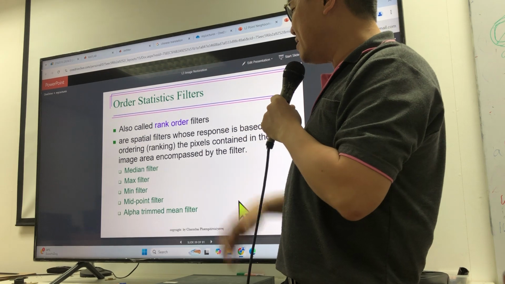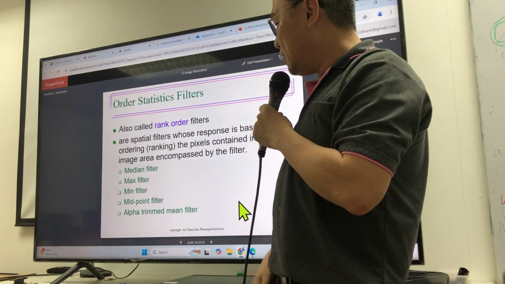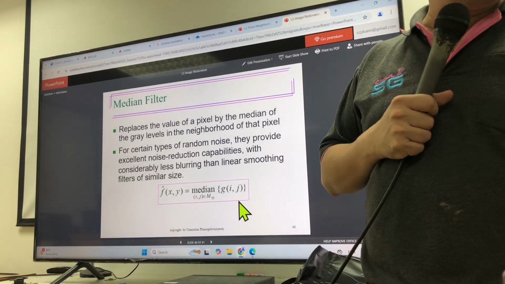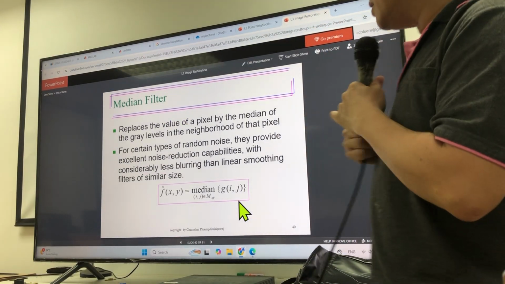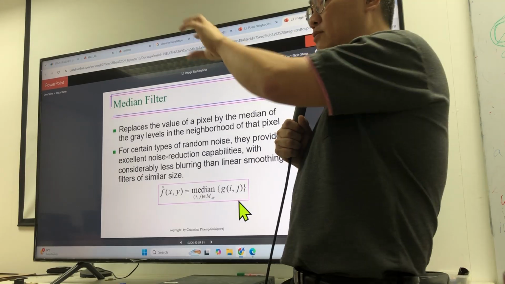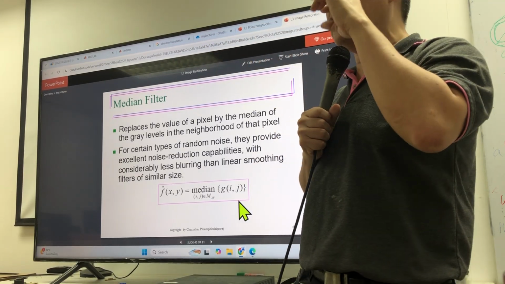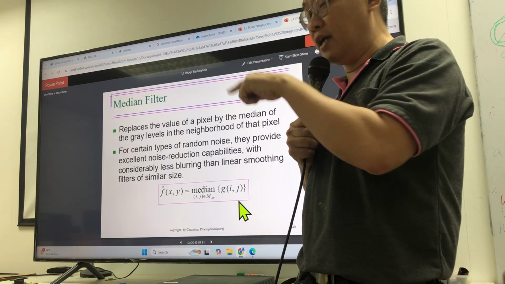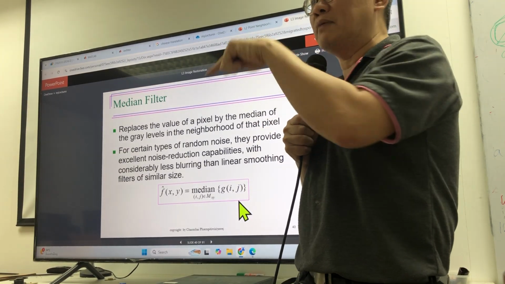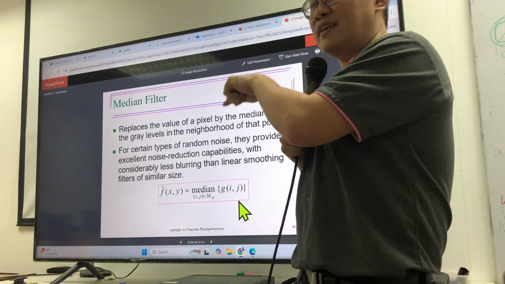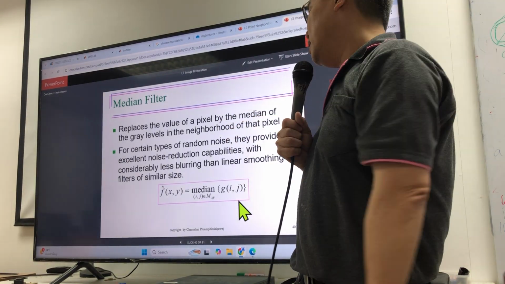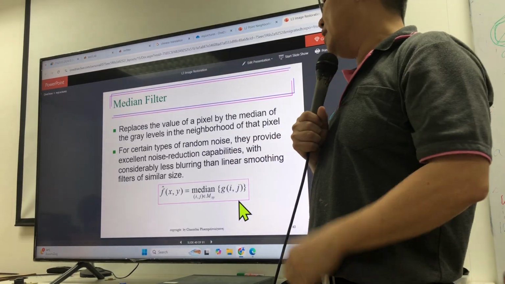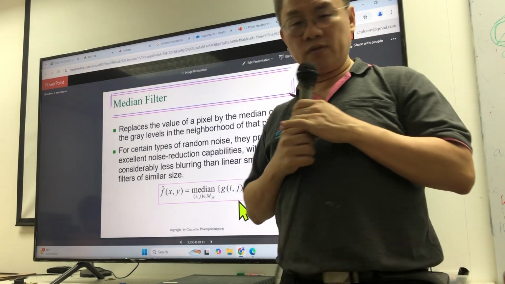The order statistic filter is also a nonlinear filter, and we're going to learn that now. For the median filter, you have to arrange the values. Usually the median filter takes a long time because you need to do sorting. If you learn programming, sorting data can take a long time. You need to sort from the smallest to the highest, and then you take the median value.